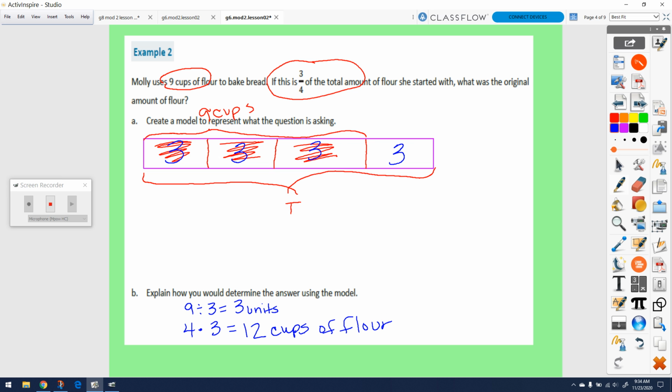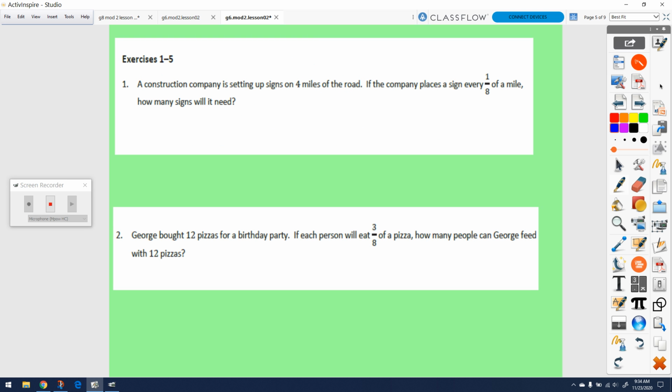Perfectly easy, right? All right, next one. On exercises 1 through 5, we are now on pages 16 and 17. The first one says, a construction company is setting up signs on 4 miles of the road. If the company places a sign every 1/8 of a mile, how many signs will it take?